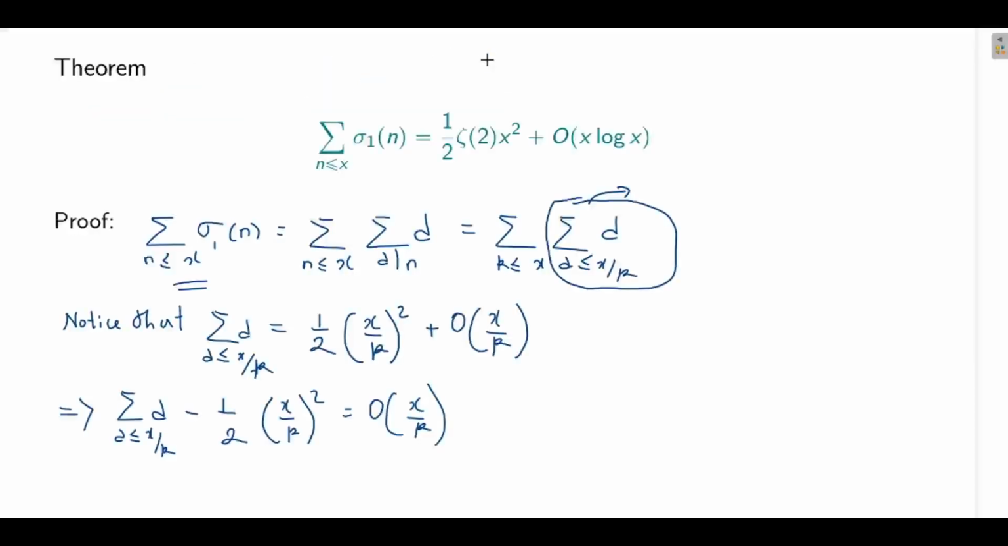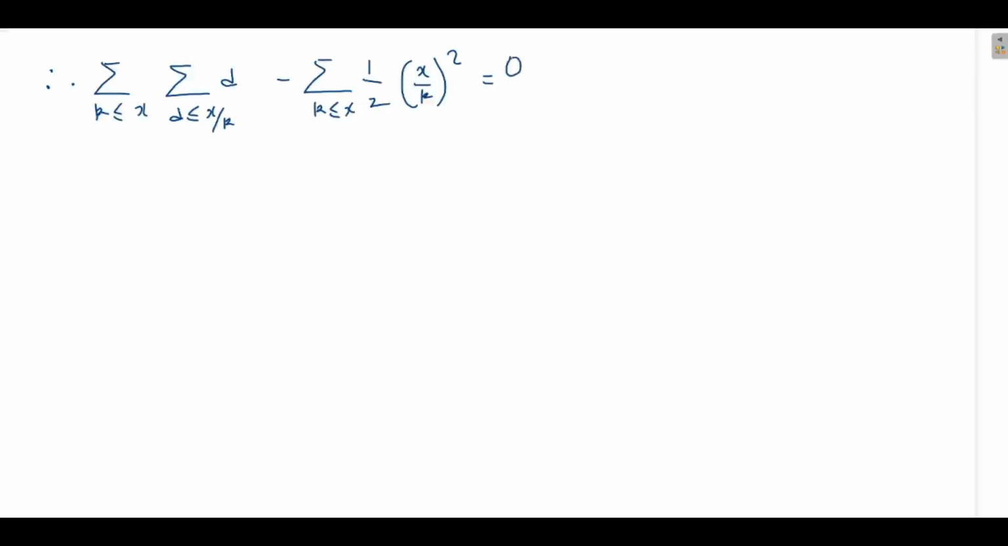So what you will get is summation k less than or equal to x, summation d less than or equal to x by k, d, minus summation k less than or equal to x, half of x by k the whole square. This would be equal to, here you can see this is big O of x by k, so this will become big O of summation k less than or equal to x, x by k, which is basically big O of x times summation k less than or equal to x, 1 by k.